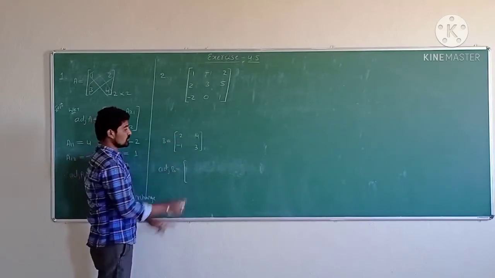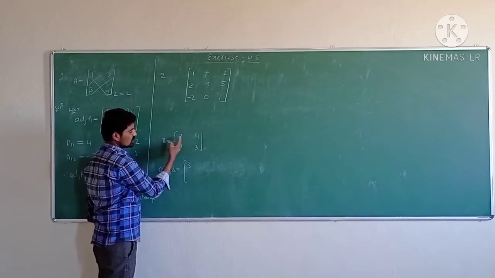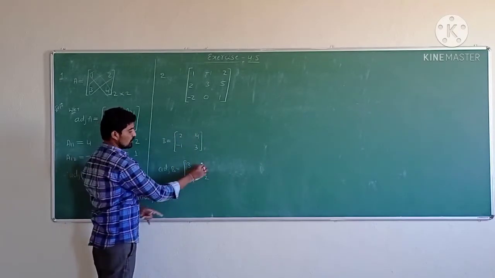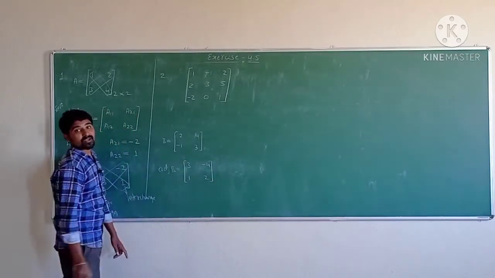Diagonal elements, 2 and 3, change places, and for the other elements change the sign. So here 2 and 3 swap, giving 3, 2, then next plus 4 into minus 1, minus 4 into plus 1. I hope all of you understood.